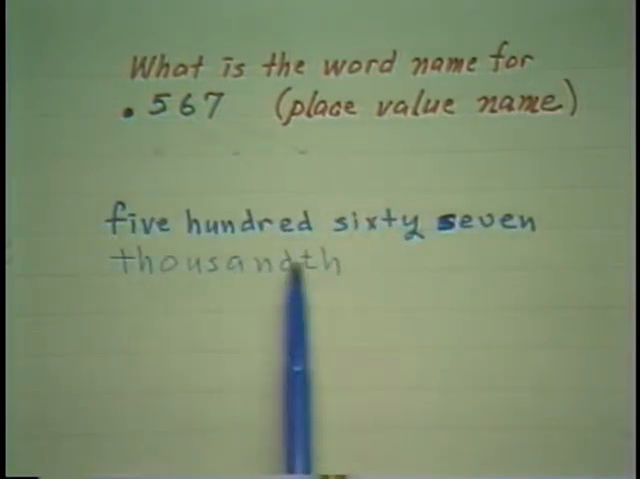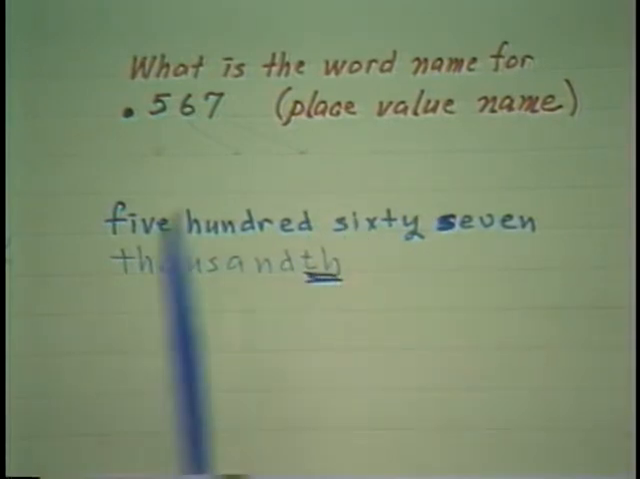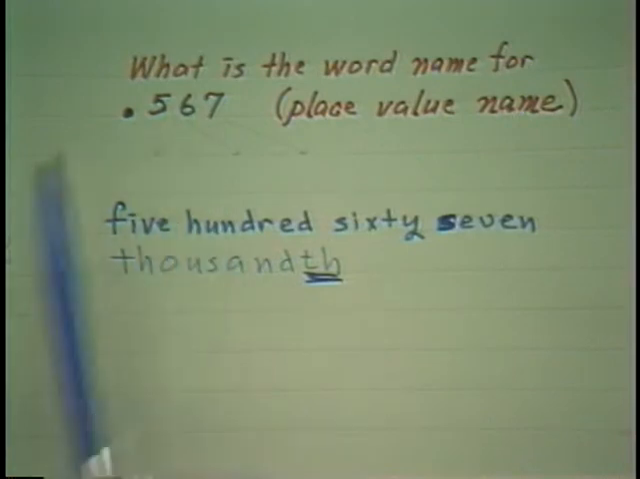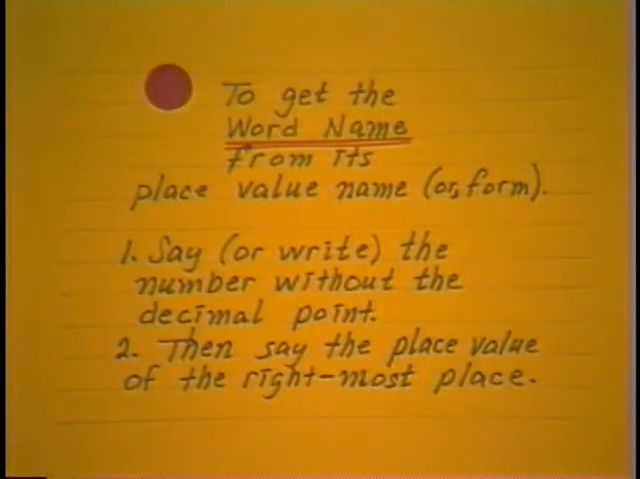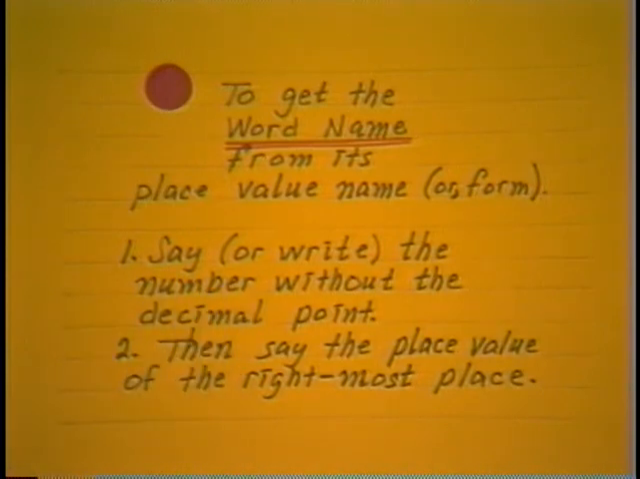567 thousandth. And the thousandth, the TH, tells me I'm in the fractional place as opposed to a whole number. Again, to get the word name from its place value name or form, say or write the number without the decimal point, then say the place value of the rightmost place. Let's try that with one more number.